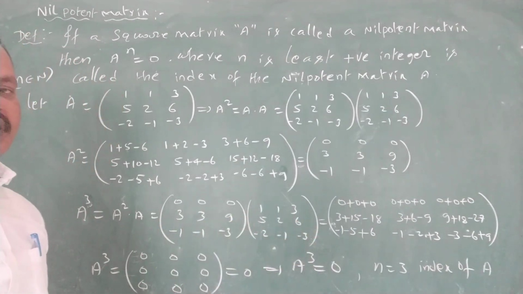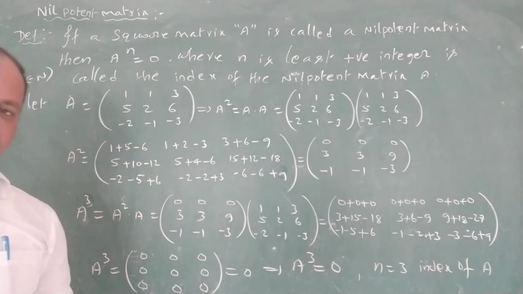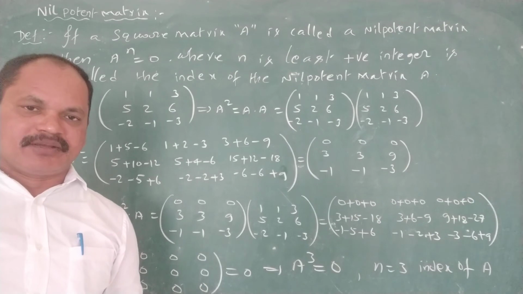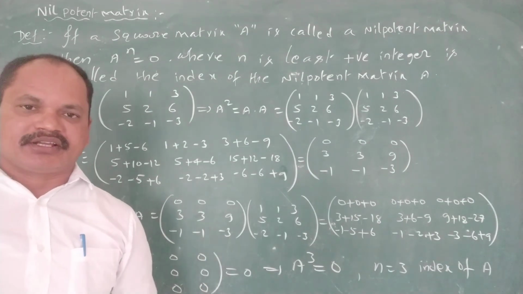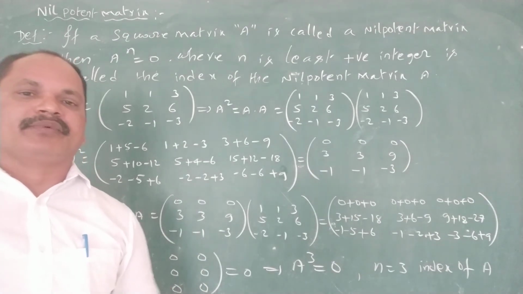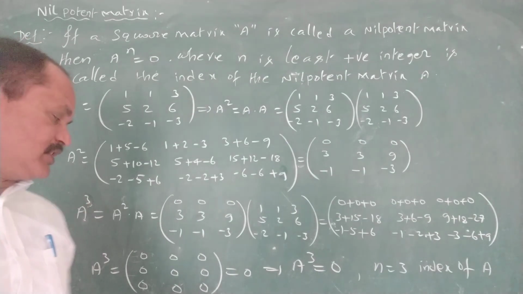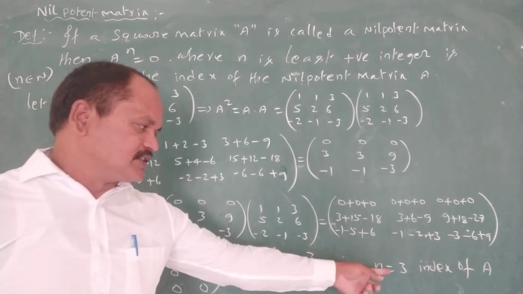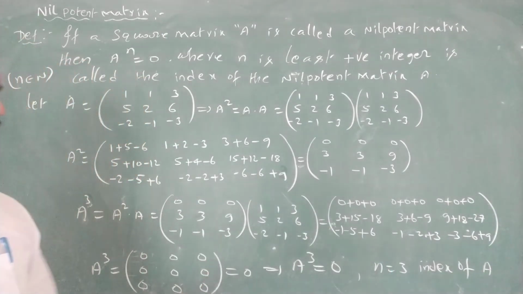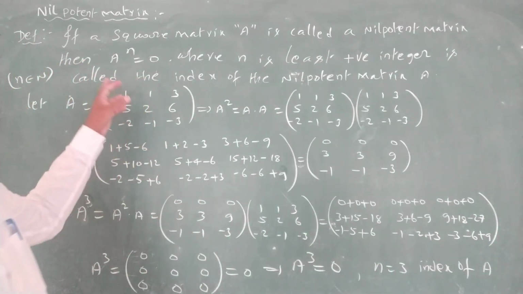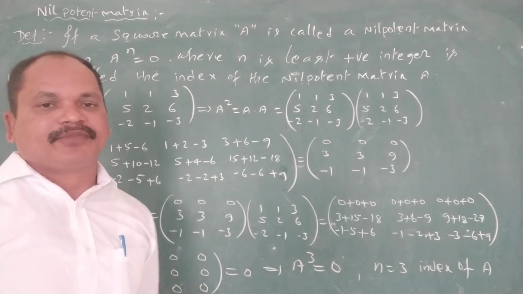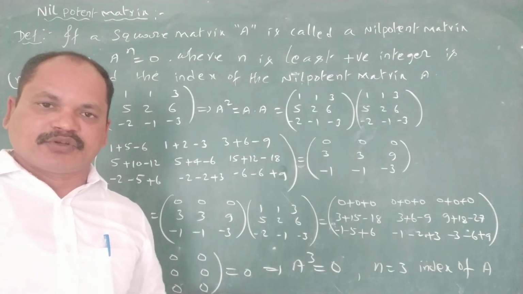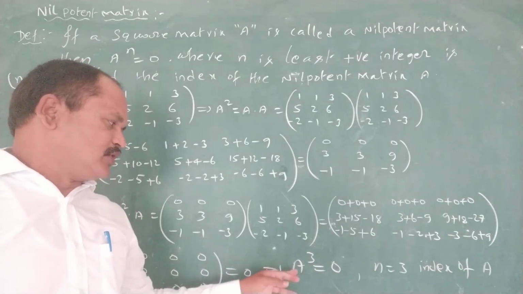That means a completely null matrix. Maybe A power 4 is 0, A power 5 is 0, maybe A power 4 null matrix, A power 5 null matrix, A power 6 null matrix, A power 9 null matrix, whatever it may be. But the least among them is 3. That's why the index is n equal to 3. So the least positive integer is 3. That's why A cube is equal to null matrix. A power 9 null matrix, A power 6 null matrix, but the least among them is 3.